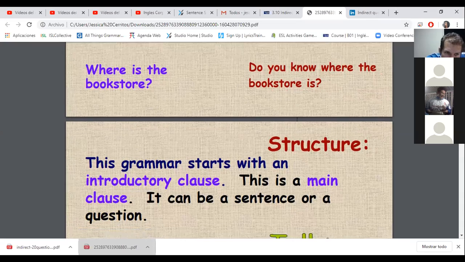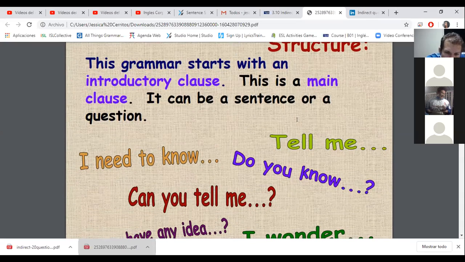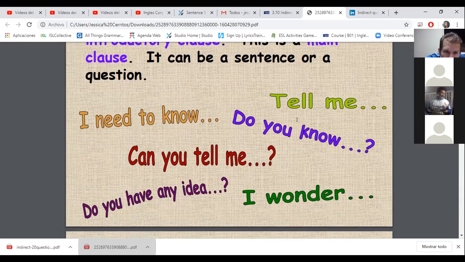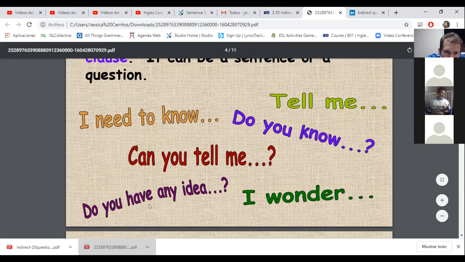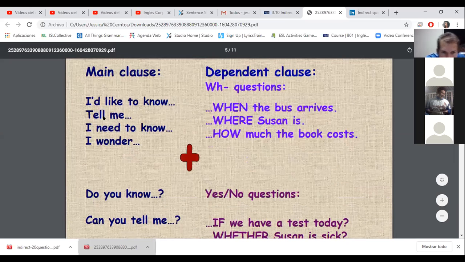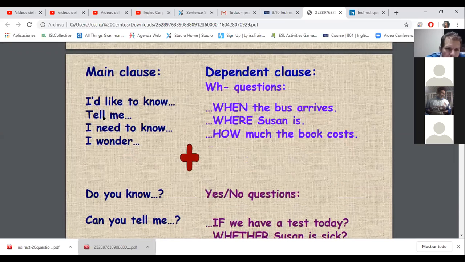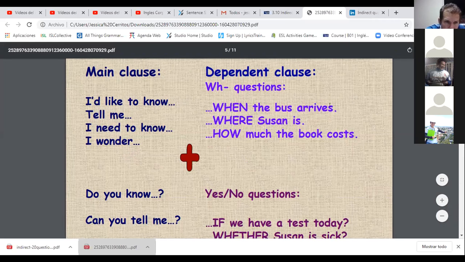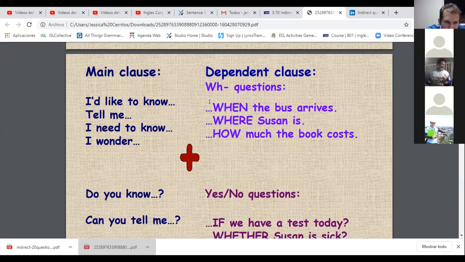This grammar starts with an introductory clause, or what I said earlier, the polite expressions. Introductory clause is more formal grammatically speaking, all right? But you can call them polite expressions, it's the same. This is a main clause. It can be a sentence or a question. You can say, tell me, do you know, can you tell me, do you have any idea, I wonder, I need to know, or the others I already mentioned in the other presentation. I would like to know. When the bus arrives, see, the arrives has an S here because in the direct question it must obviously have been in present simple. Tell me where Susan is. Not where is Susan, right? Where Susan is.